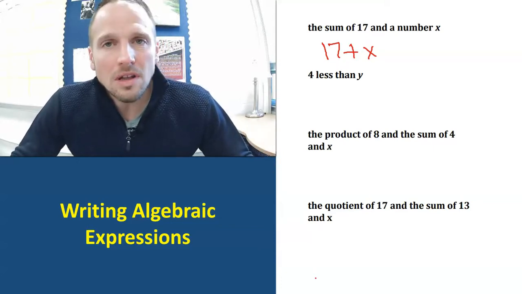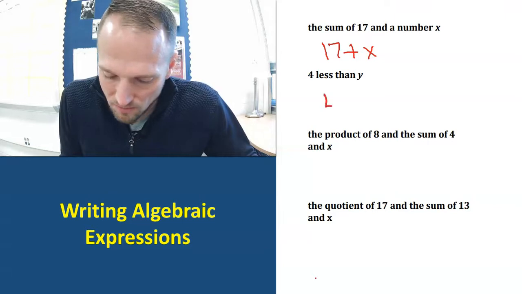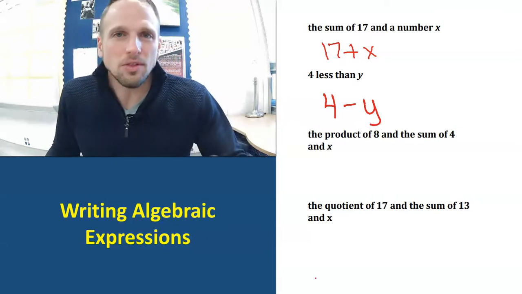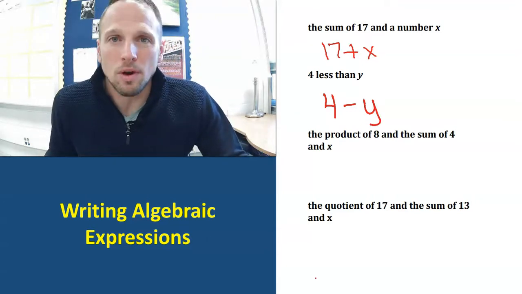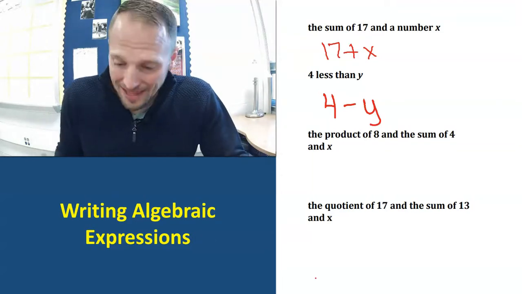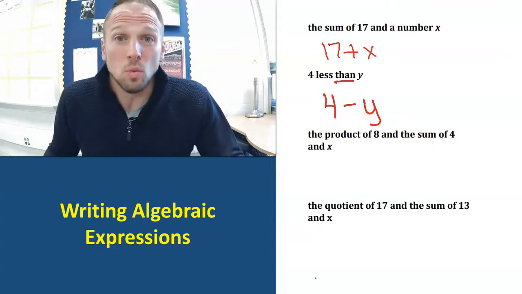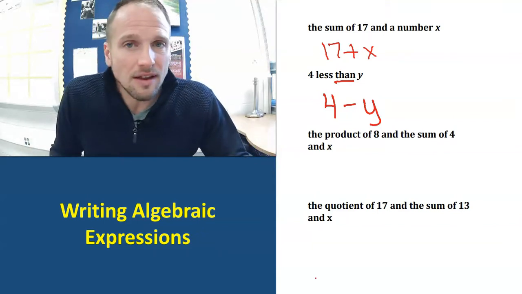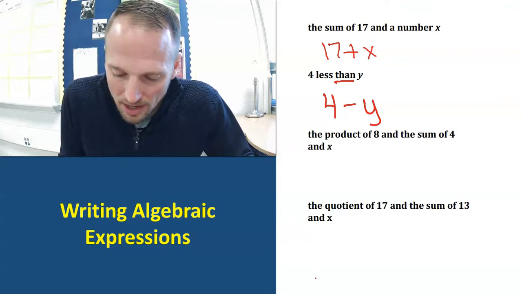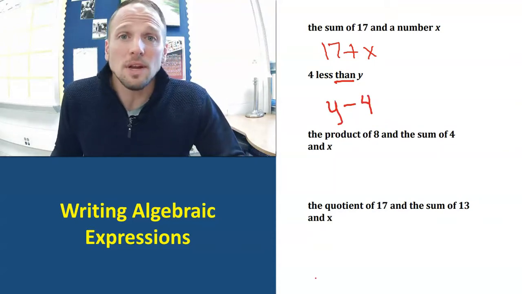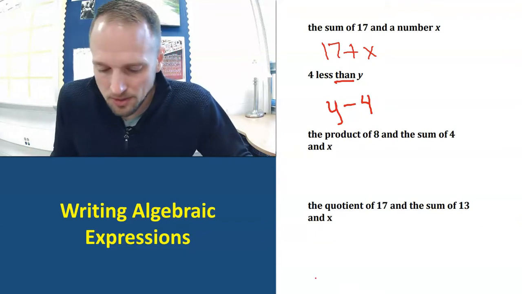The next one, 4 less than y. So let's just write what it says. 4 less than means minus y. Now, this is trick number 1, and this is something you have to see, otherwise it will be wrong, all right? You see the word than in here? Very, very important word. When you see than, it means that you have to flip things around, okay? So this is not 4 minus y. 4 less than y, we have to flip it around, and we actually have to say y minus 4, okay? So write it exactly like you read it. And then if you see a than, you have to flip it around. Let's look at the next one.